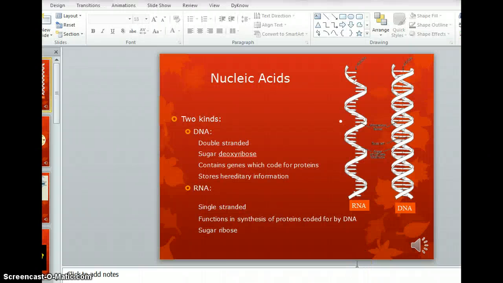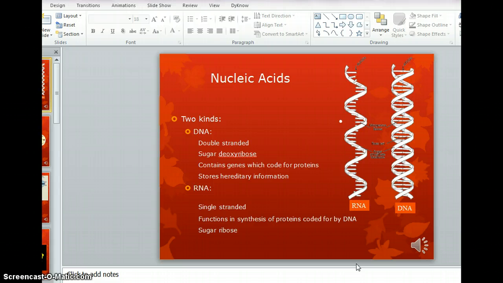Just to review, there's 4 main classes of macromolecules that make up living things. 2 of them we looked at in the last lecture, carbohydrates and lipids. In this lecture, we'll look at the last 2, nucleic acids and proteins. Both are polymers, which means that they're made of smaller subunits or parts that are all chemically bonded together to make a long chain. Before we get into the structure of nucleic acids, what is a nucleic acid?